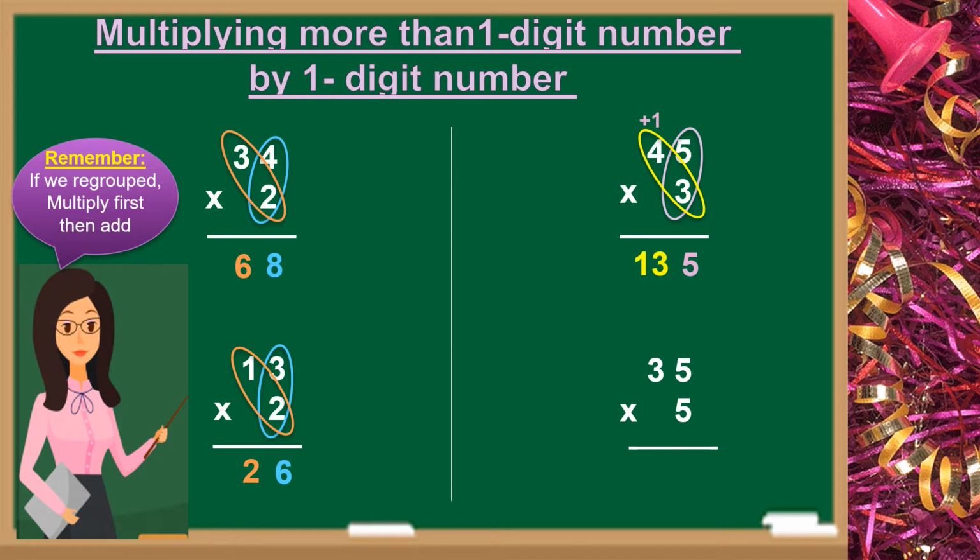Another example. 5 times 5 equals 25. Can I write all 25? No, I will write 5 and carry 2. What should I do? Remember, our teacher here said that we will multiply, then add. So I will multiply 3 times 5, then I will add. 3 times 5 equals 15. 15 plus 2, 17. Yes.